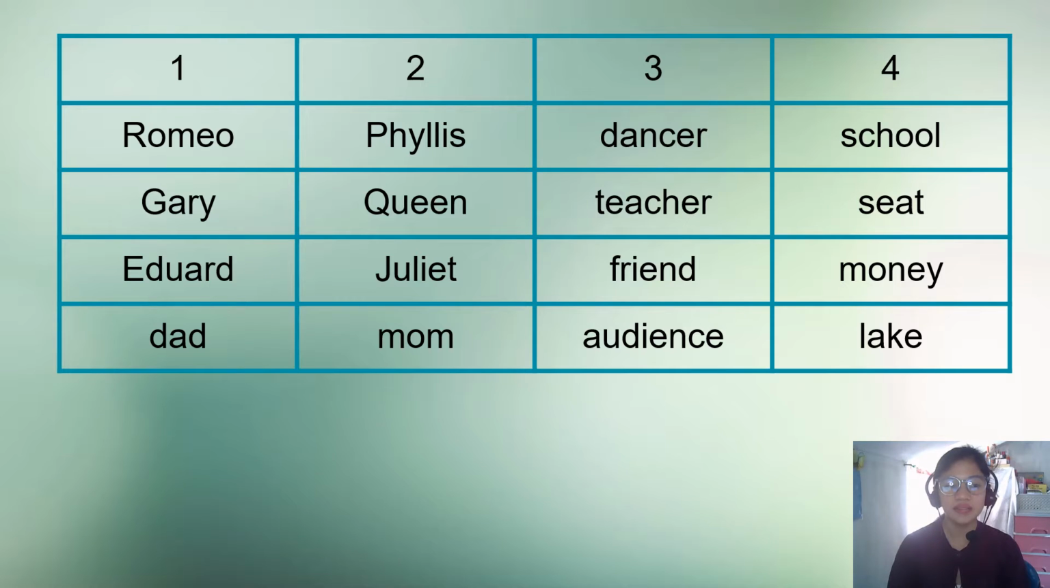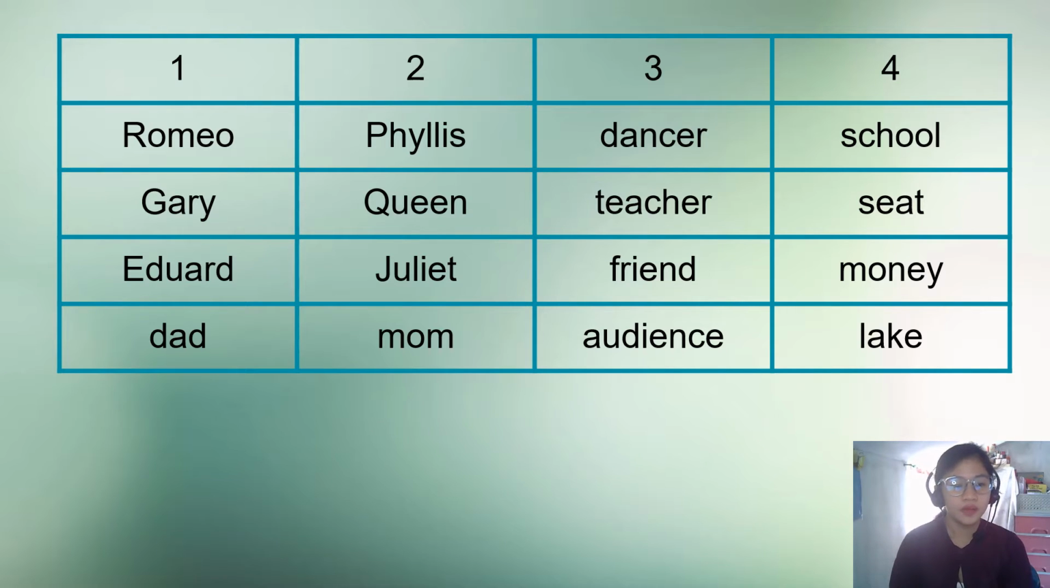The second set is Phyllis, Queen, Juliet, Mom. Again, Phyllis, Queen, Juliet, Mom. The third column is Dancer, Teacher, Friend, Audience. And the fourth column is School, Seat, Money, Lake. Again, School, Seat, Money, Lake.